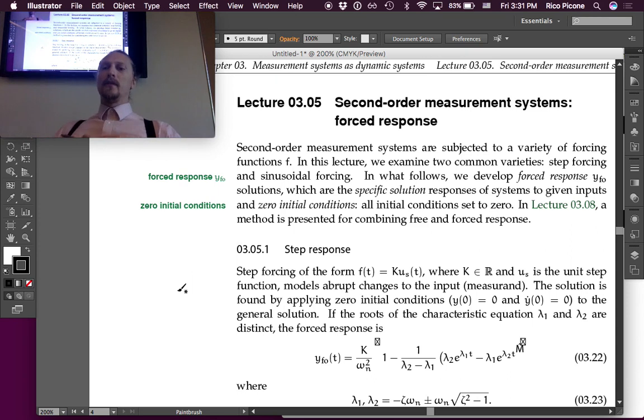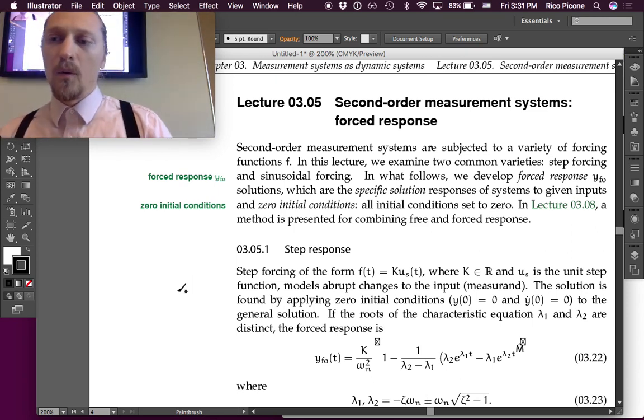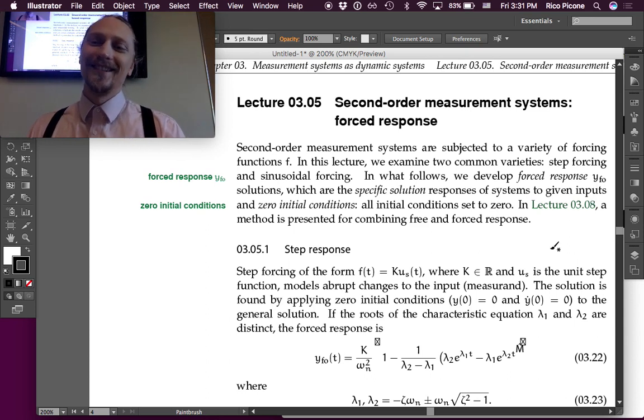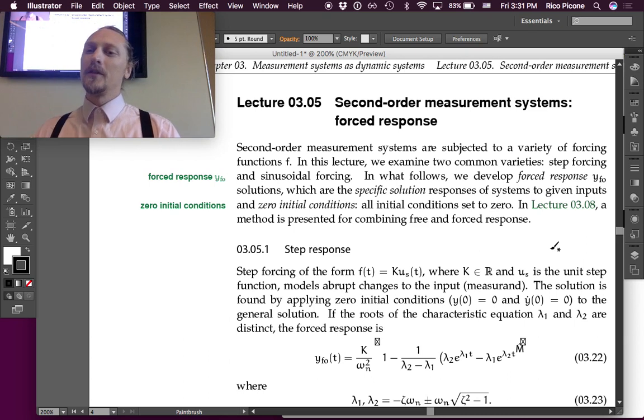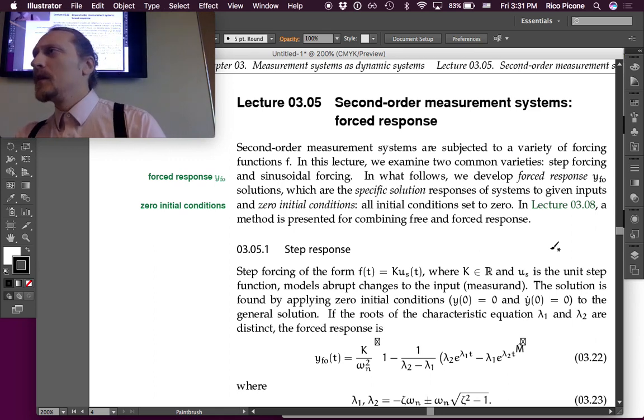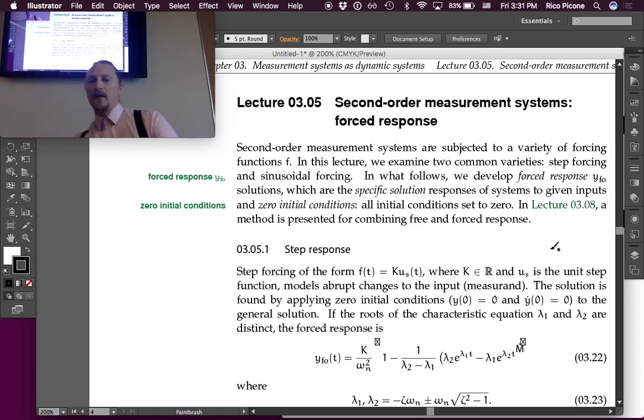In what follows, we develop forced response (FO for forced) solutions, which are the specific solution responses of systems to given inputs and zero initial conditions, which means all initial conditions are set to 0. So we're actually plugging in initial conditions. It's not just the particular solution.